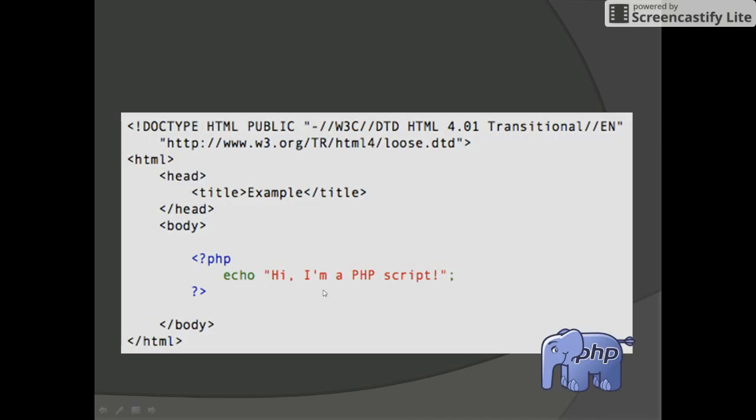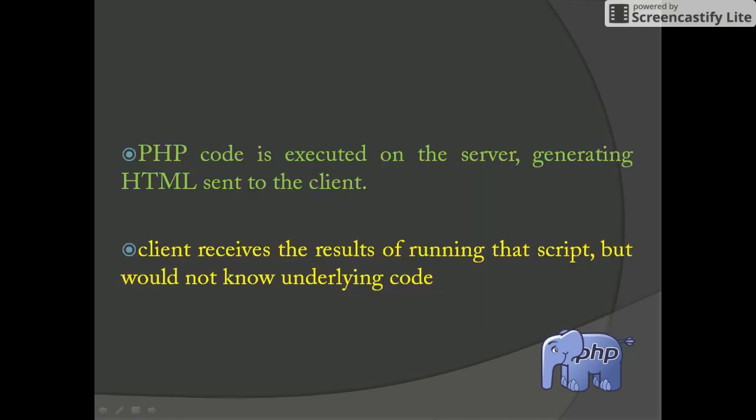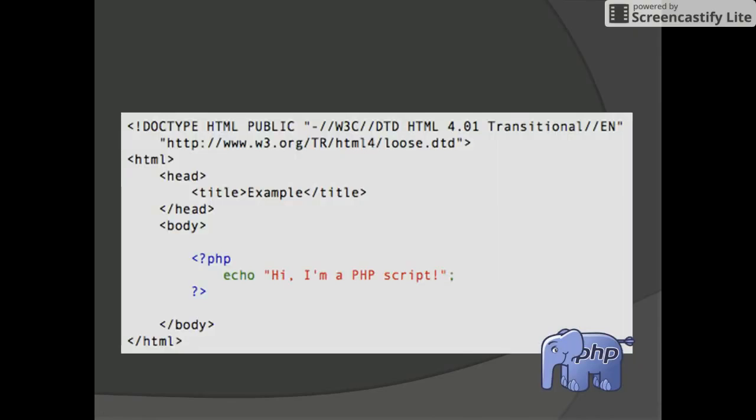Echo means print, displaying text on the screen, which is placed within double quotes, and a semicolon at the end of the line. PHP code is executed on the server side, which generates an HTML page. This script is run on the server side, which generates the HTML page, or this response.